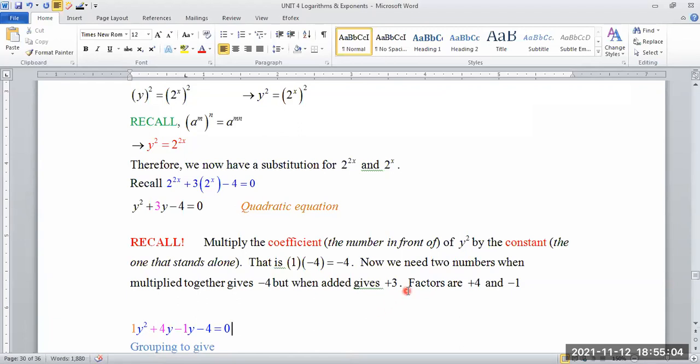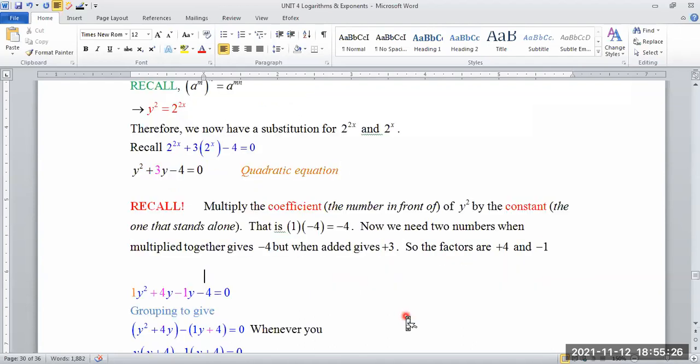All right. So the factors are +4 and -1. So what I'm going to do now is substitute, meaning I break up this +3y into 4y minus y. Why 4y minus y? 4y minus 1y, same difference.